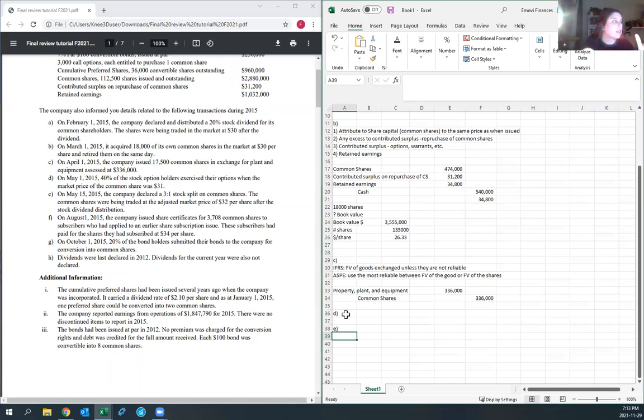So in this case, the quantity of shares tripled on May 15, but the total value stayed the same. So no journal entries required. You can still calculate the impact on the number of shares, but we're going to do that later.